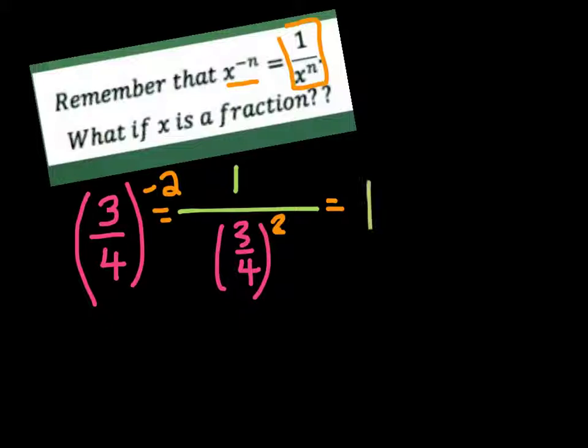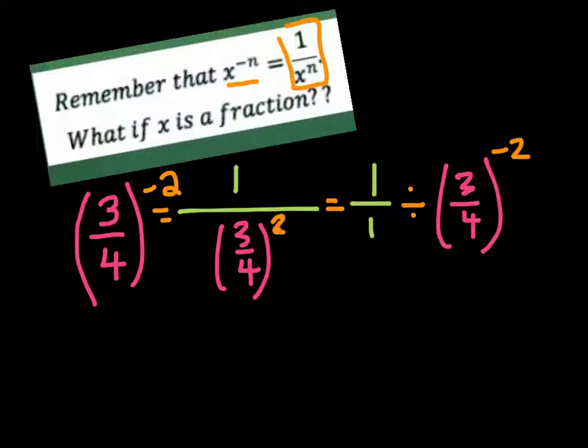We then have 1, or actually, let's write 1 as a fractional unit itself. So let's write it as 1 over 1, and that's going to be divided by 3/4 raised to the power of 2. I keep changing this, and I apologize. I need to stay consistent. So 3/4 to the power of 2.